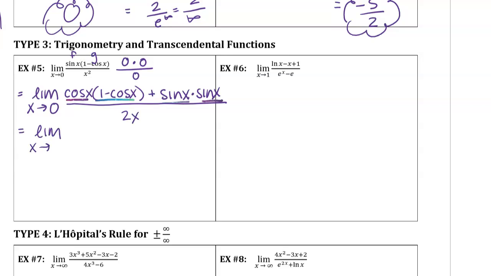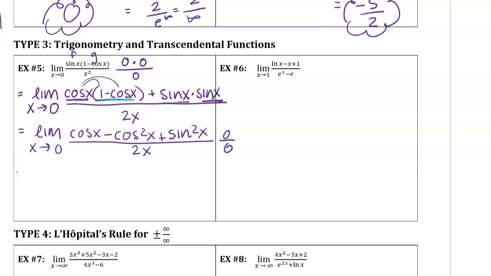Simplify this a little bit. We get cosine of x minus cosine squared of x plus sine squared of x over 2x. If we evaluate here, cosine of x is 1. Cosine of x is still 1, so we have 1 minus 1 squared, which is 1 minus 1, 0, plus sine of 0 is 0, over 0. Well, basically it's 0 over 0 again. So the limit as x goes to 0, we'll take the derivative again.